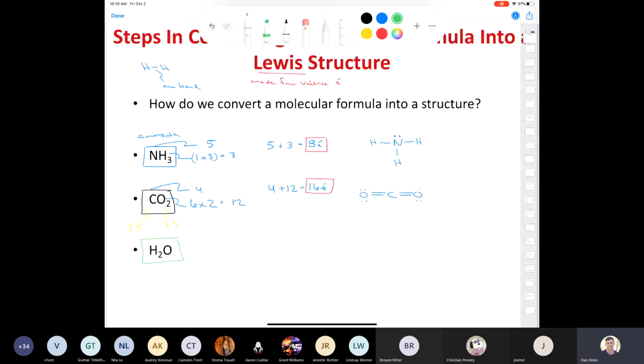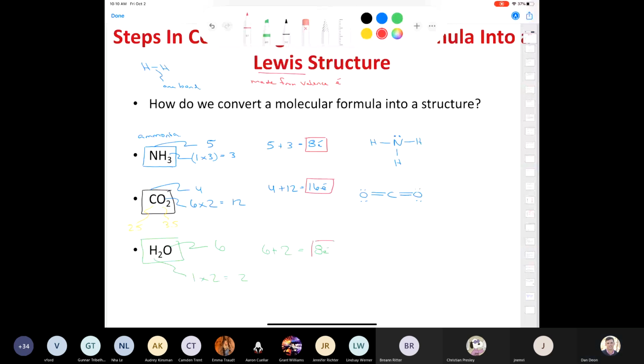Who can tell me how many valence electrons are in water? Valence electrons. Somebody says 8. Somebody says 10. Somebody else says 8. Let's do it. Oxygen has 6 valence electrons. Hydrogen has 1 valence electron, and there's 2 of them. So that means 6 plus 2 gives me 8 valence electrons.